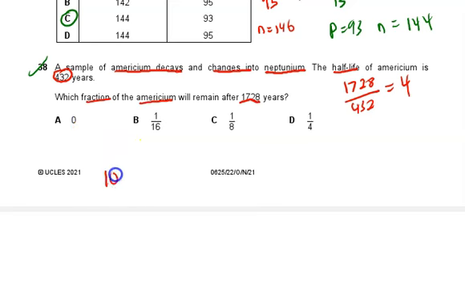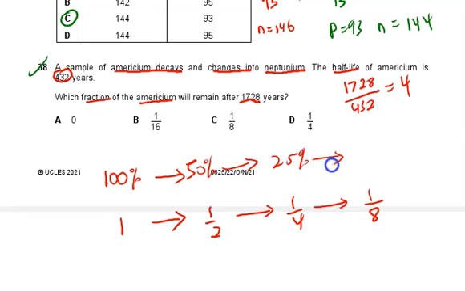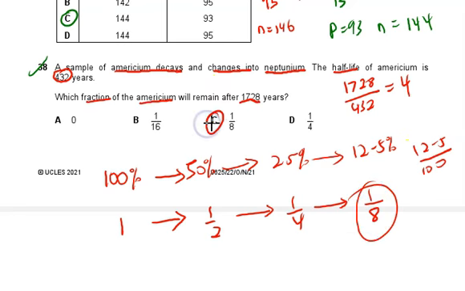So which means fraction, you can say it's 100%. Then you divide it by 2. Maybe I can use a fraction method over here. Divided by 2, then divided by 2 again, then divided by 2 again. So you have about 1/4, which is about 50%, and it reduced to 25%, then it reduced to 12.5%. So 12.5% over 100, you'll be getting 1/8. Okay, so C is your answer.